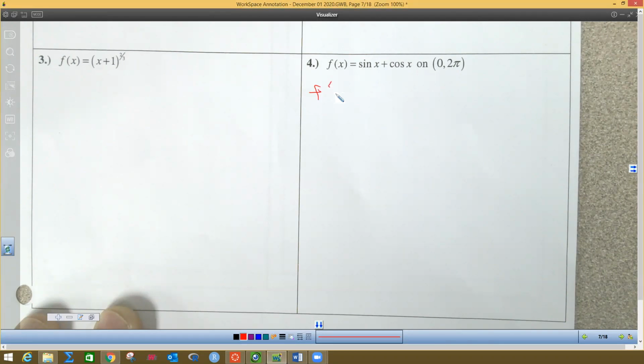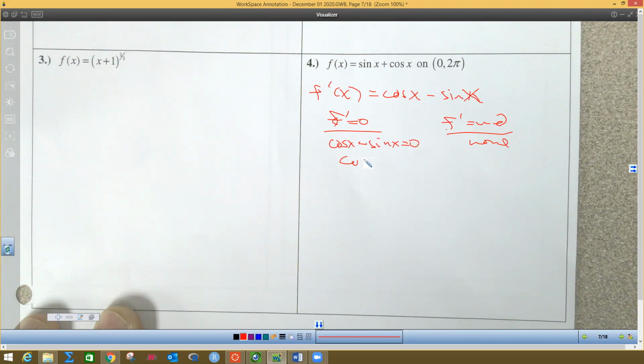So the first thing I need to do is do my derivative. So the derivative of sine is cosine. And the derivative of cosine is negative sine x. Now, I hope you know that both of these functions are continuous forever. So what that tells me is f prime is never going to be undefined. So I get none from that. And where f prime equals 0 are my critical numbers. So that's where cosine minus sine x equals 0. So what I need to know is, where does cosine x equal sine x?